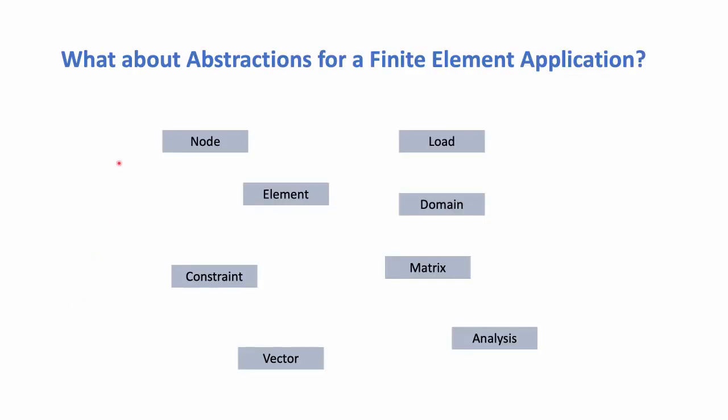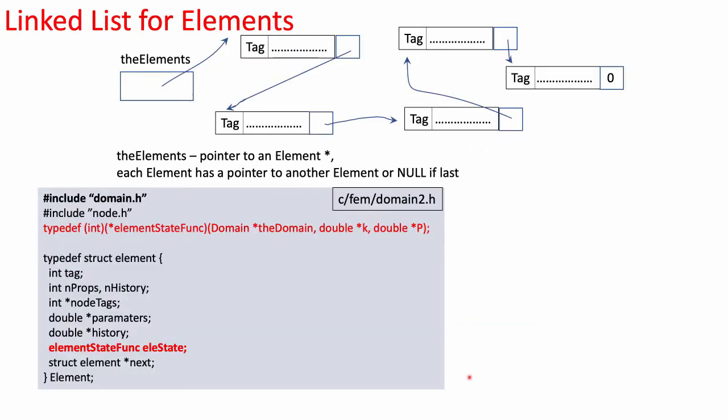Abstractions we came up with for a finite element method. We had these nodes, loads, elements, and constraints. We had some container object, a domain. We have matrix and vector so that the elements can do their computations. We have an analysis object, which performs the analysis. And then we looked yesterday at the elements.